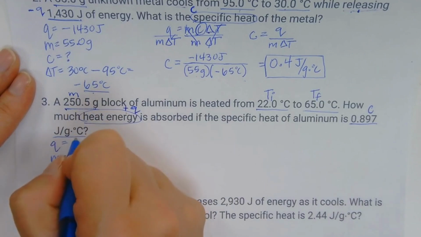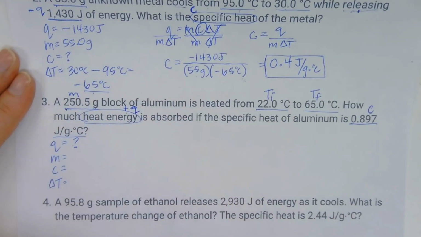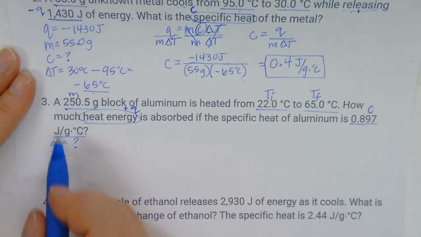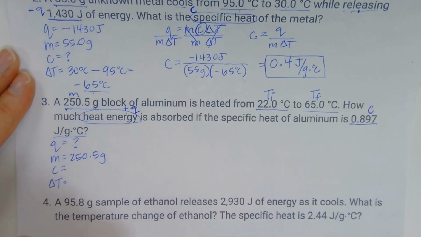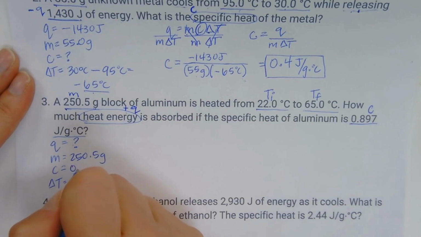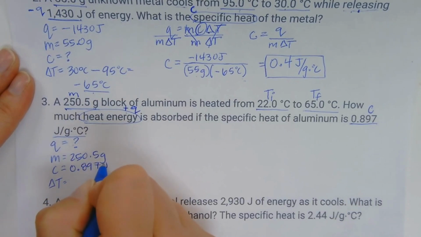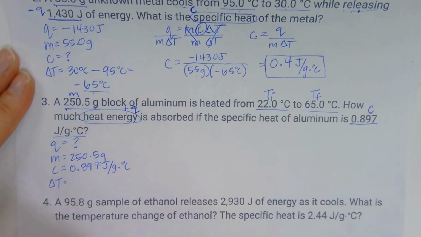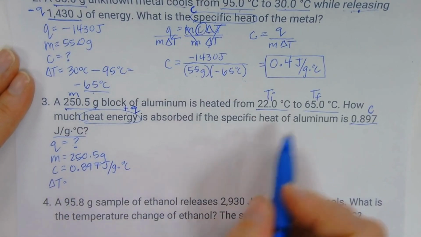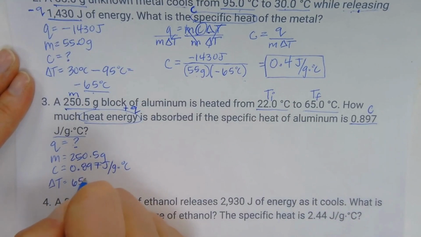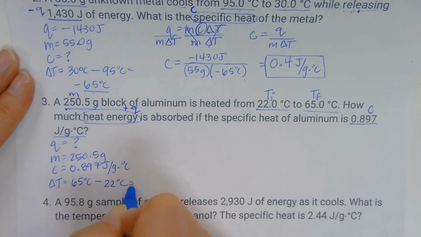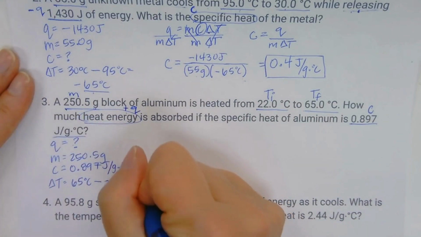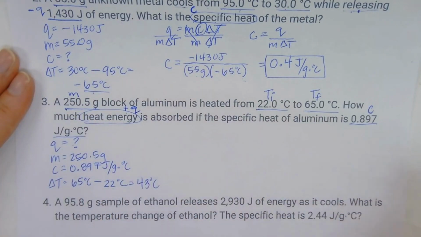The Q is the one we don't know. We do know it's going to be positive, but that's the one we're solving for. Our mass is 250.5 grams. Our specific heat is 0.897 joules over grams times degrees Celsius. And then delta T is going to be our final, so 65 degrees Celsius minus the initial 22 degrees Celsius. And when I subtract these two, I'm going to get 43 degrees Celsius. So this is what we're using for delta T.